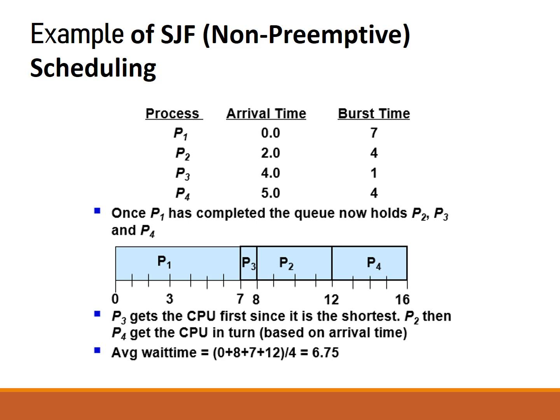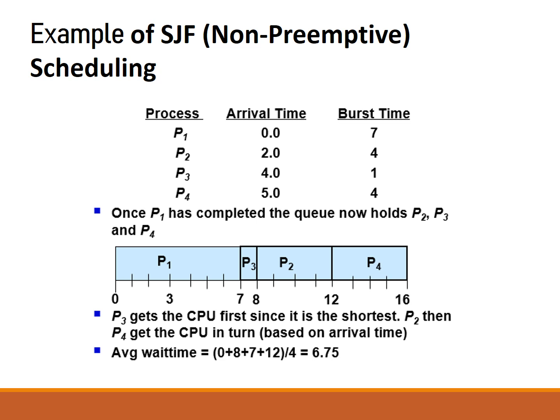Process details: P1 arrives at 0.0, burst time 7. P2 arrives at 2.0, burst time 4. P3 arrives at 4.0, burst time 1. P4 arrives at 5.0, burst time 4.